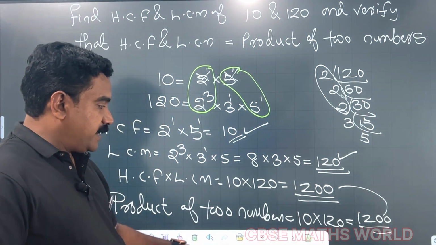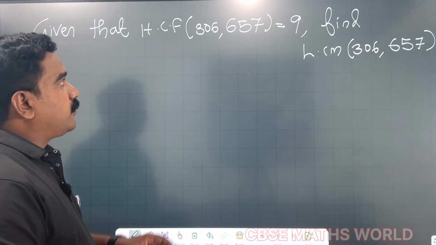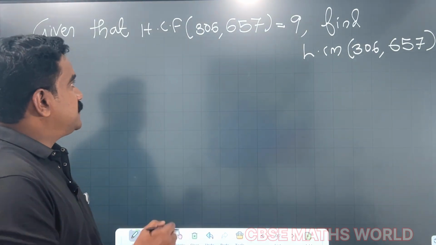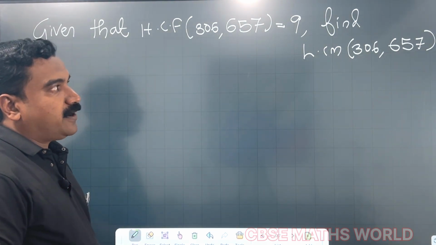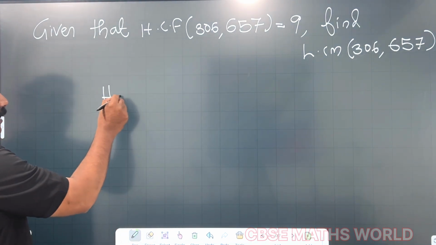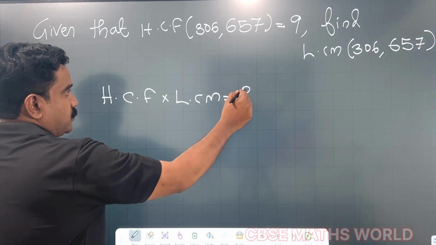Then the next question. Given that HCF of two numbers is equal to 9, you need to find the LCM of the two numbers. HCF of 306, 657 is equal to 9. We need to find LCM of 306 and 657. So what is the formula? The formula is HCF into LCM is equal to the product of two numbers.